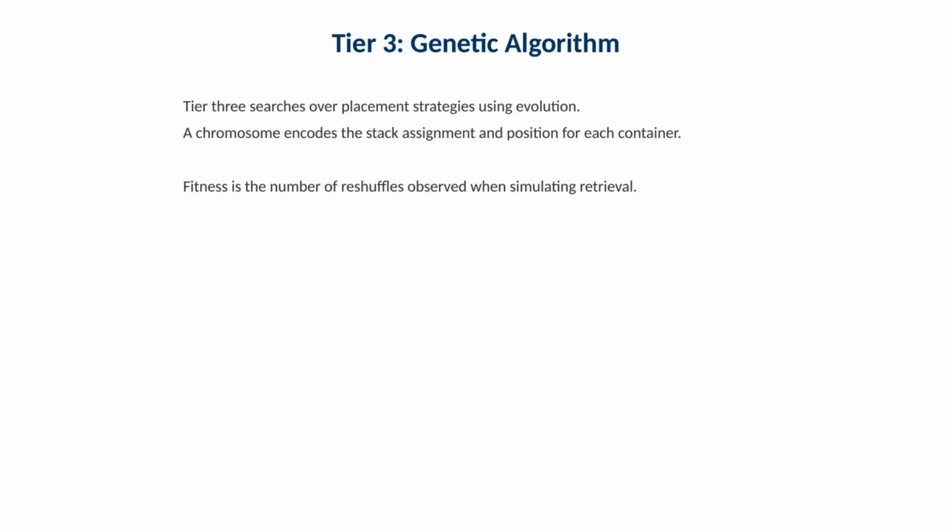Tier 3 searches over placement strategies using evolution. A chromosome encodes the stack assignment and position for each container. Fitness is the number of reshuffles observed when simulating retrieval. Operationally, this lets you explore a larger search space than a greedy heuristic, at the cost of more computation.